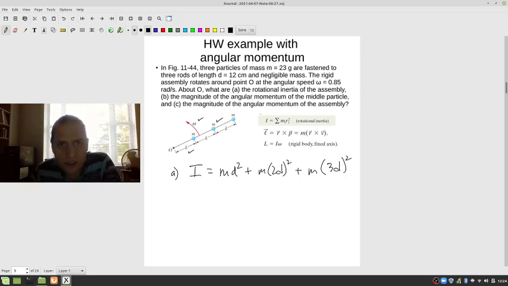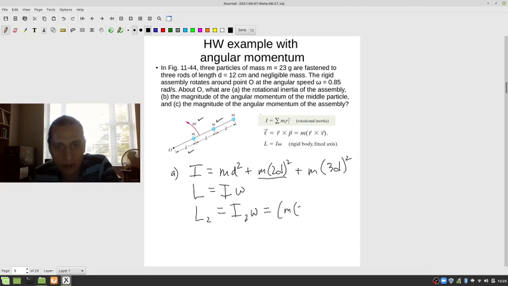The part that's a little different is just remembering what is the angular momentum. Well, remember, for a single particle the angular momentum can be written like this. If we wanted, we could even think about our angular momentum for a single particle in terms of I omega, because this would be your I for just the second, the middle particle. So the L2 would be I2 times omega. So it would be something like m2 d squared times omega. So that would be okay to do.